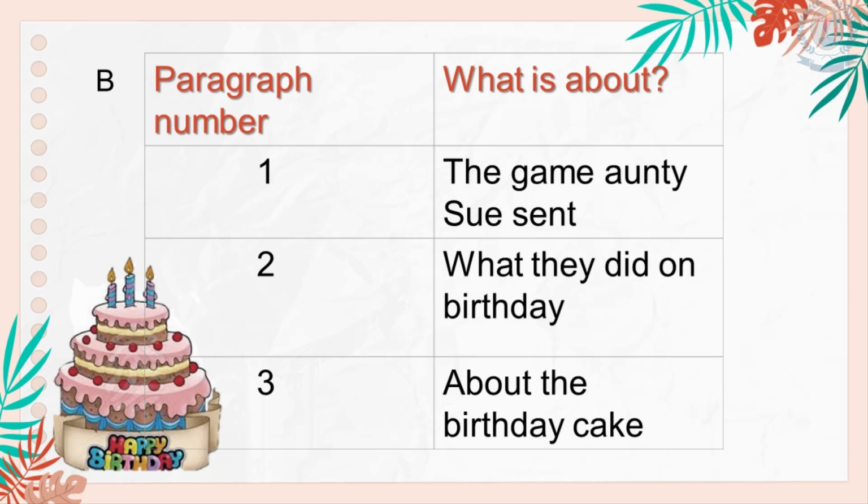Part B. Here, a table has been given to you. So, you need to write the summary of each paragraph. Paragraph number 1. It's written about the game Auntie Sue sent. Then paragraph 2. It is about what they did on the birthday. And paragraph 3 is about the birthday cake and the other food items.